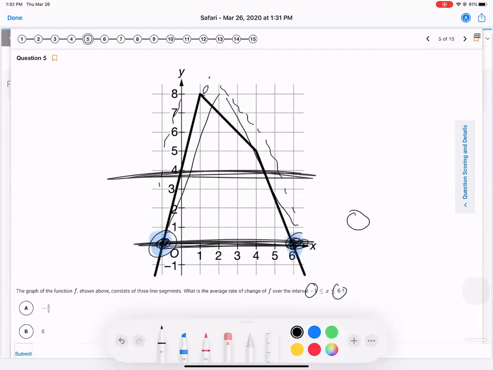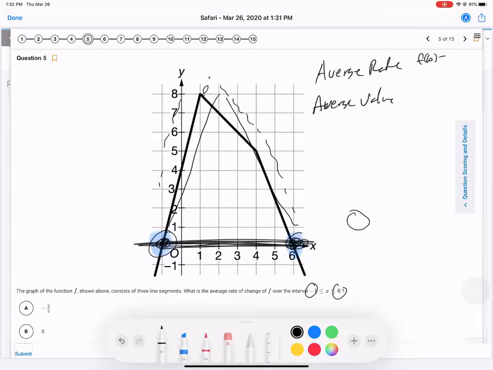Average value. So there's 2 different words. There's average rate and average value. And the average rate of change is f of b minus f of a over b minus a. So we can take 0 minus 0 over 6 minus -1. That's still going to be 0. That's our average rate of change.